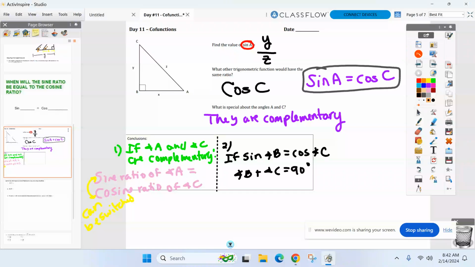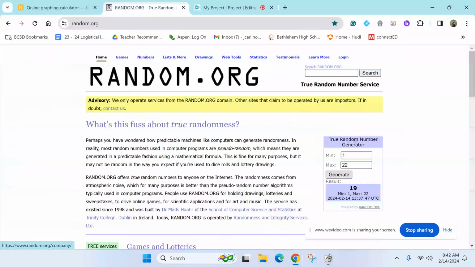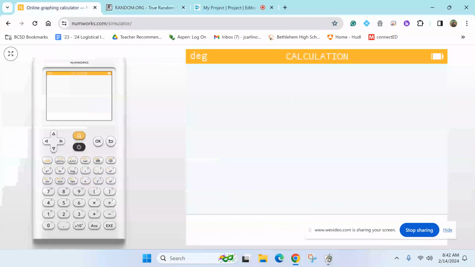Let's put it to work. Grab your calculator, please. I know it's confusing right now, but hopefully after we do this quick activity, you'll see what I'm talking about. Make sure you have a blank screen. Plop in sine of 30 degrees. And then up pops 1/2.